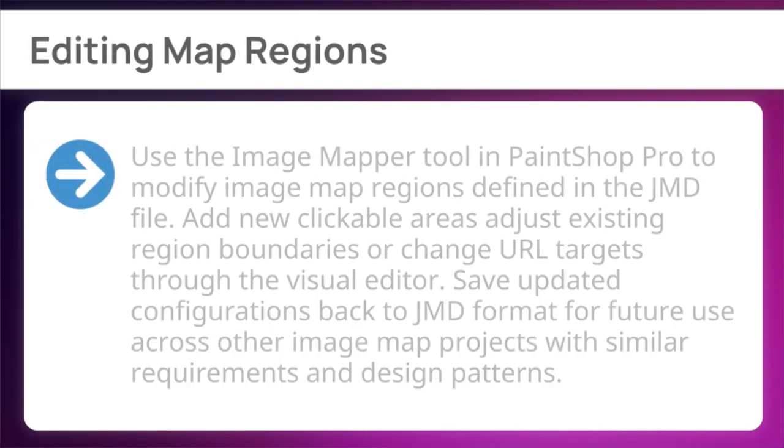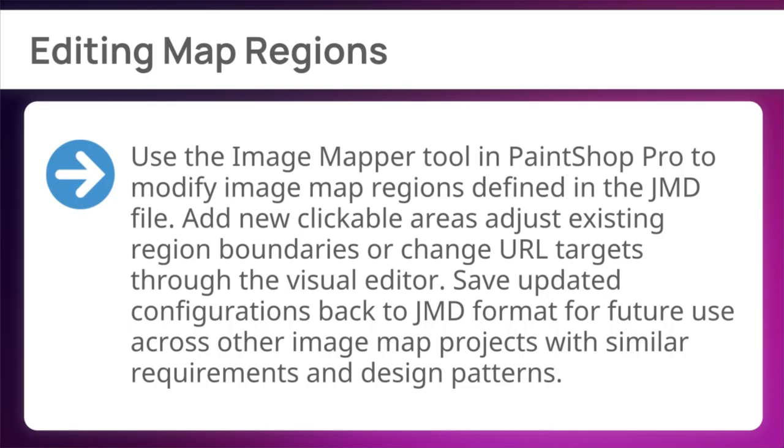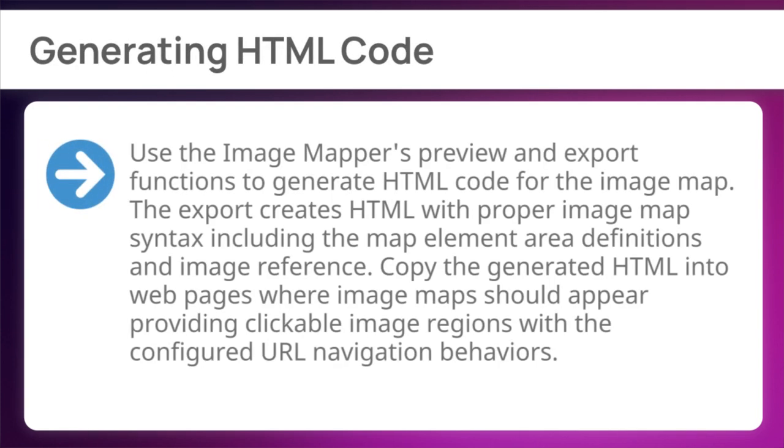Next, editing map regions. Use the Image Mapper tool in PaintShop Pro to modify image map regions defined in the JMD file. Add new clickable areas, adjust existing region boundaries, or change URL targets through the visual editor. Save updated configurations back to JMD format for future use across other image map projects with similar requirements and design patterns. Finally, generating HTML code.